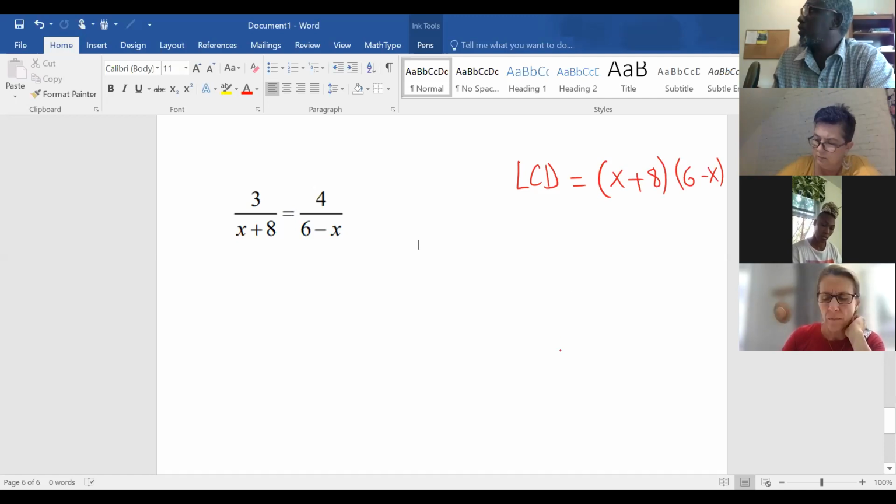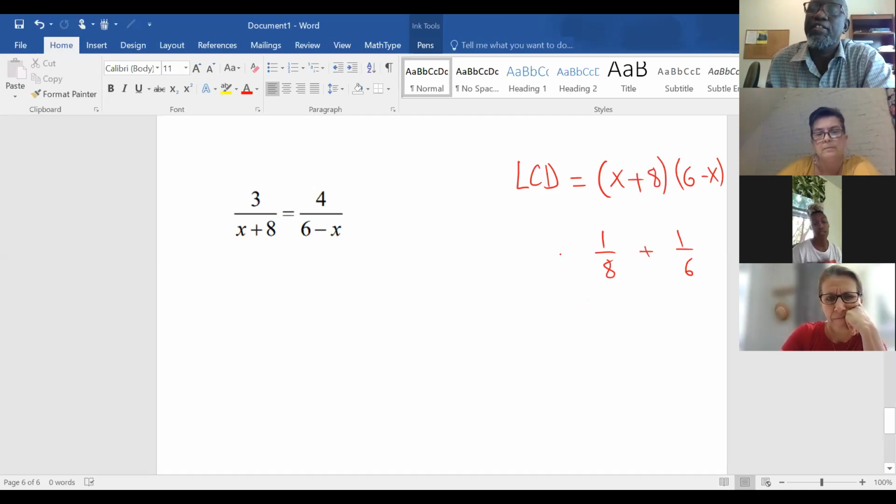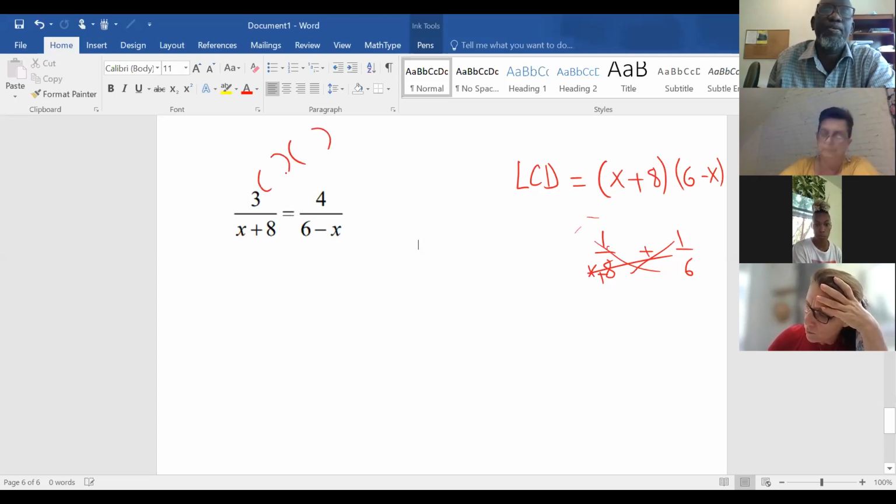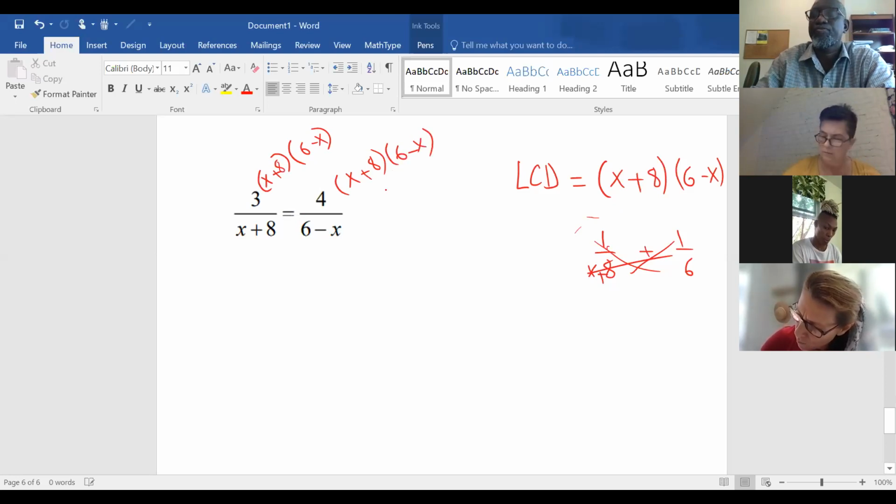If it had only numbers, the LCD would be 24, right? But when you have x plus 8, you cannot just single out the 8. It's x plus 8 as a block. So that is why the LCD is x plus 8 times 6 minus x. Now what are you going to do with it? At the top of each fraction, you multiply by the LCD, x plus 8 times 6 minus x. See now visually what we do?